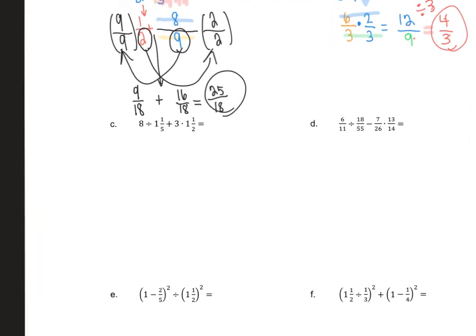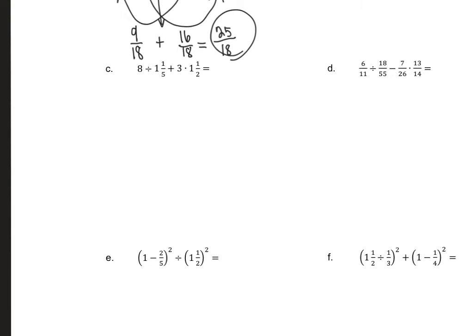All right, let's look at letter C. This is a little messy because I have a problem from above. Okay. So I have division, I have addition, and I have multiplication. So you know from your order of operations that division and multiplication happen before the addition. So I'm going to have to do the division, and then I'm going to have to do the multiplication.